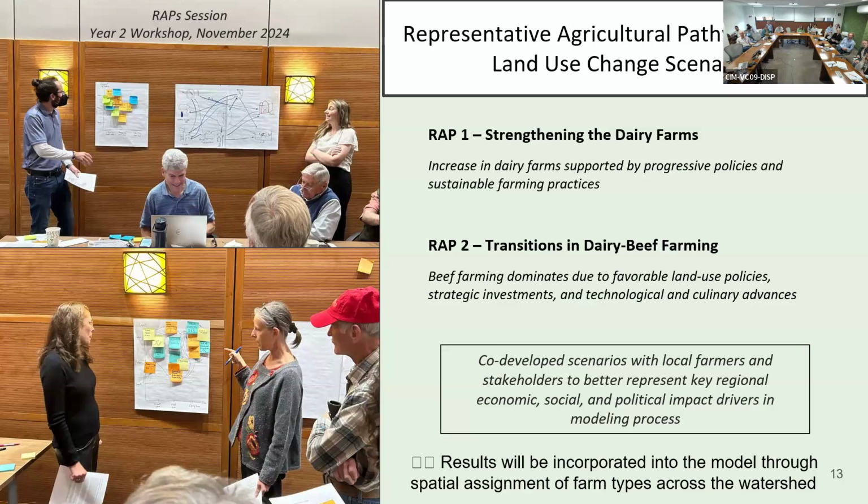So perhaps there's a strengthening of dairy farms. So there's an increase in dairy farms. Currently they're declining, but perhaps new policies will bolster dairy farming, or there's a transition to beef farming. So there's going to be a different mix of beef and dairy in the region, also a different mix of farm size. Could be bigger, more efficient dairies versus smaller dairies. And we have to try to capture these assumptions as we generate our land use scenarios for the future.